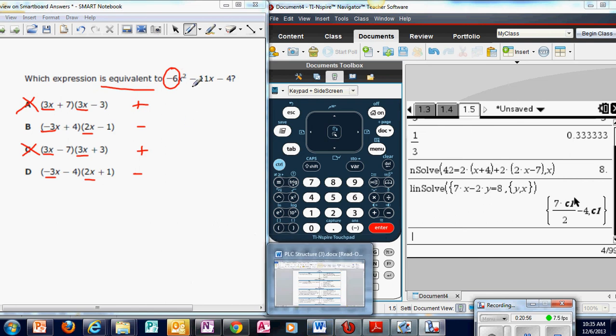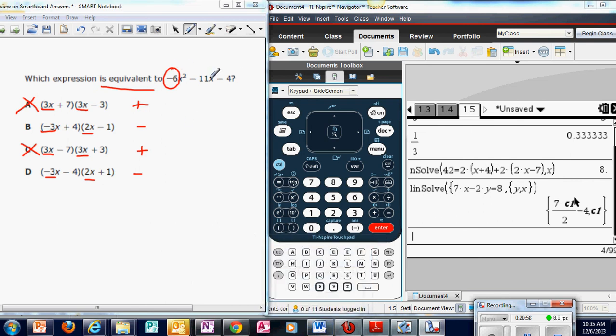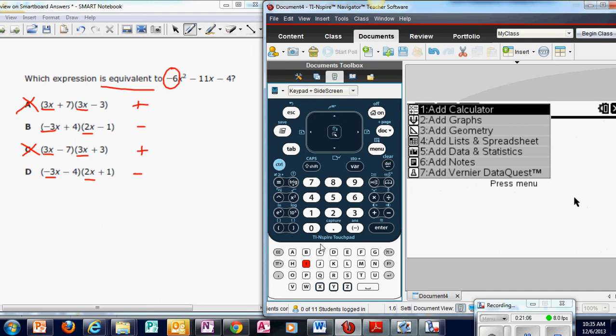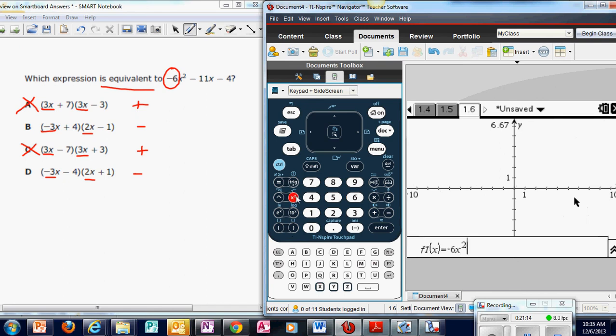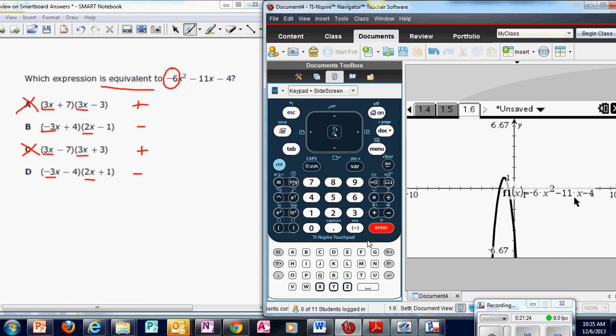So now all I have to do is graph the given equation and then graph these factor forms and compare them. So I'm going to insert a new page, Control I, a graph which is 2, and type this original inequality. Negative 6x squared minus 11x minus 4. And it is a parabola that opens down. We already said that because of the negative, something was special about it. Well, that's what it is. It's going to open down.